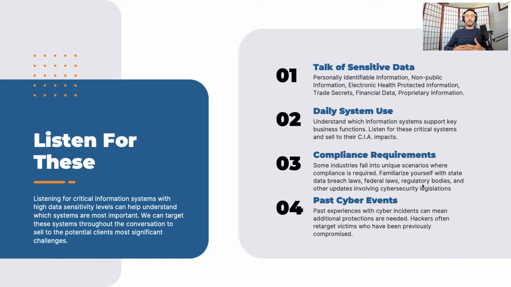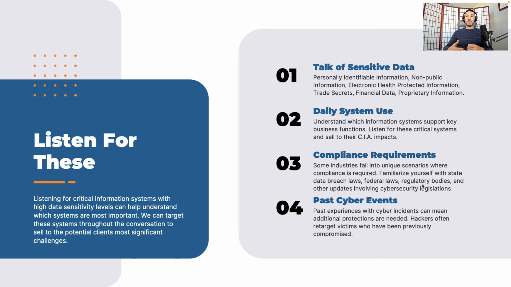So as you're having these conversations, there are some things that you're going to want to listen for. They're going to help you sell even further and help you tie more to the CIA triad. As you're having this discussion, talking about the business, understanding what they do, and listening for the information systems that support them, we want to listen for talk of sensitive data. If they're talking about an information system that has PII, or personally identifiable information, NPI, electronic protected health information, trade secrets, financial data, or proprietary information, this is all types of data that we're really going to want to keep confidential. So when you start hearing this sensitive data talk, we can start associating confidentiality to it.